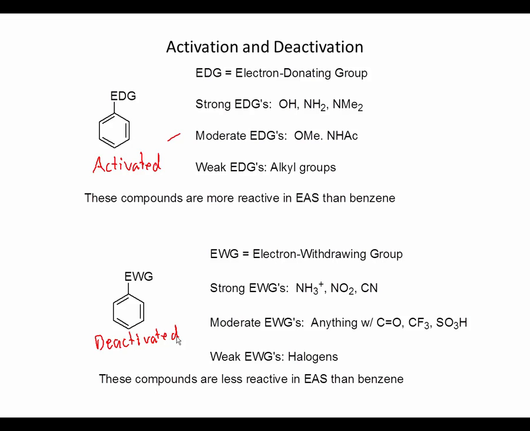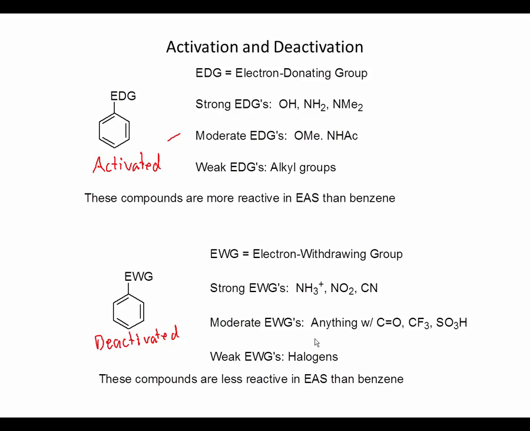Strongly electron withdrawing groups are protonated amines, nitro groups, and cyanides or nitriles. Moderately good EWGs are anything with a C double bond O, a CF3, or a sulfonate, and halogenated benzene rings are weakly electron withdrawing, or weakly deactivated.